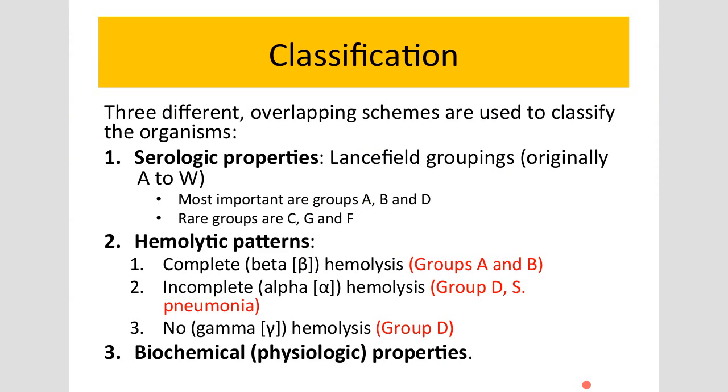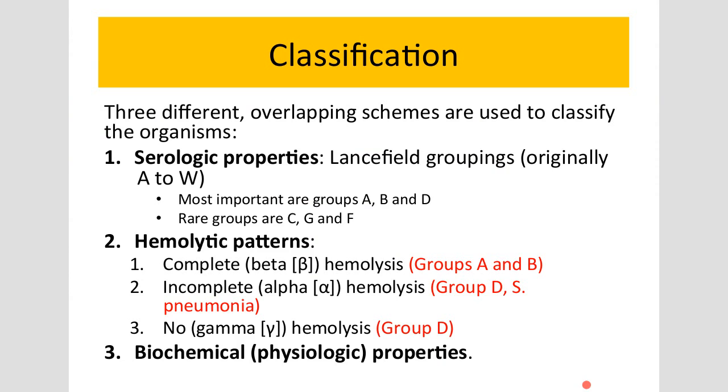Remember I told you about hemolysis in streptococci, and I said it's a beta hemolysis, but that I would come back and explain the differences. There are three different types of hemolysis: beta, alpha, and gamma. Beta means complete hemolysis of red blood cells, whereas alpha means incomplete, and gamma is no hemolysis.